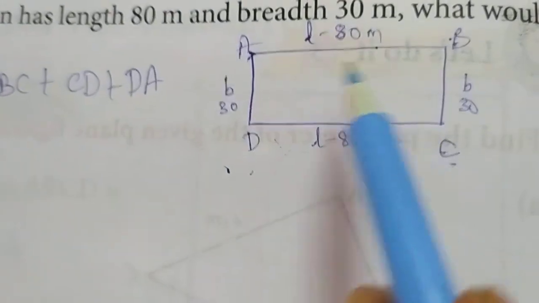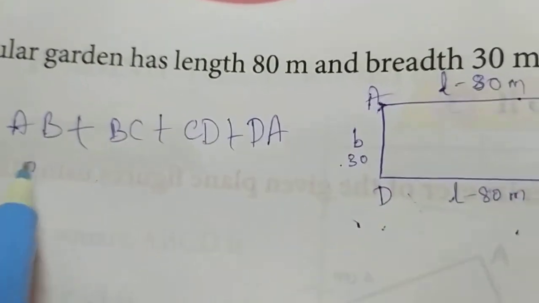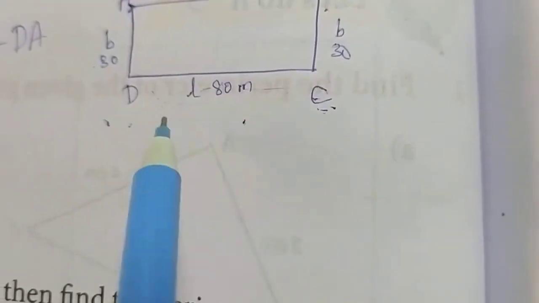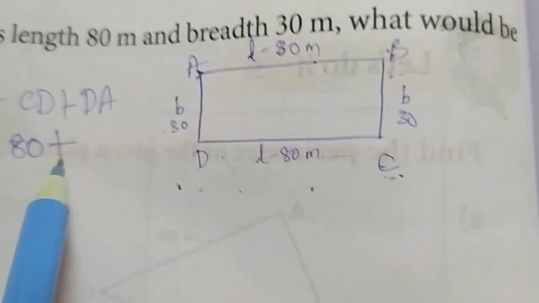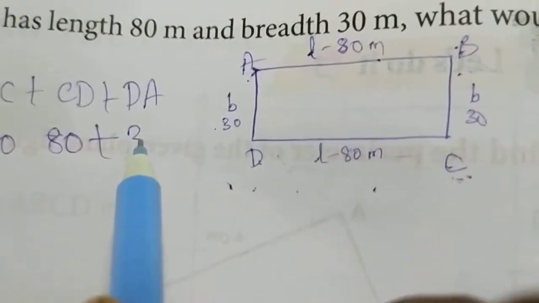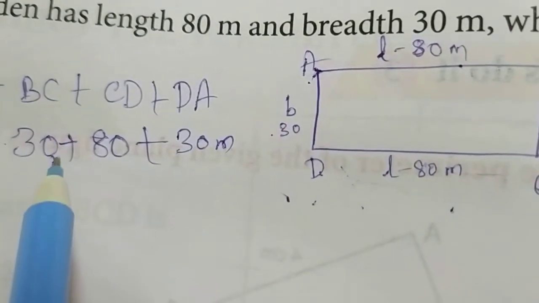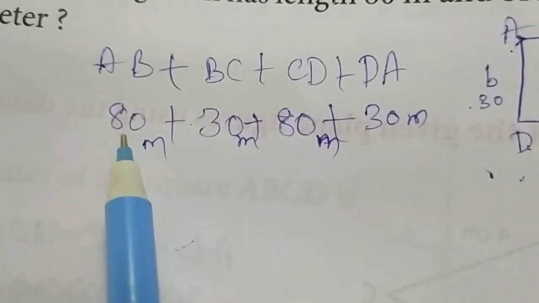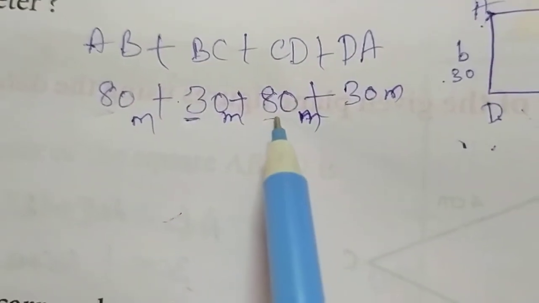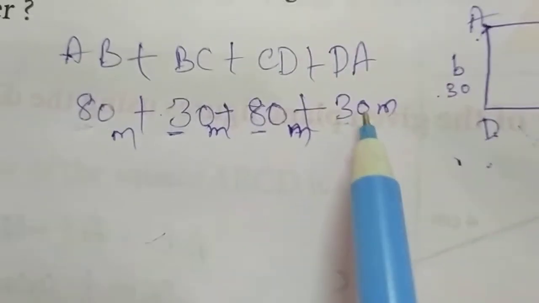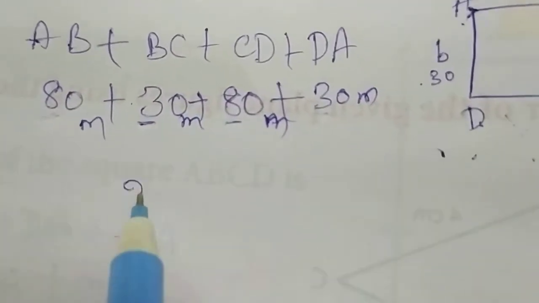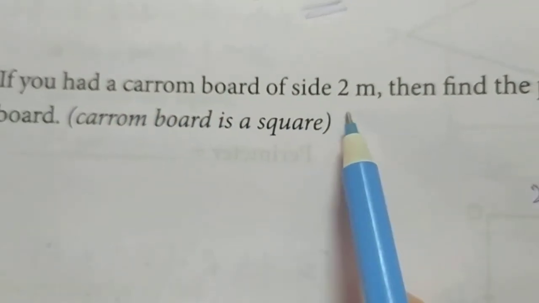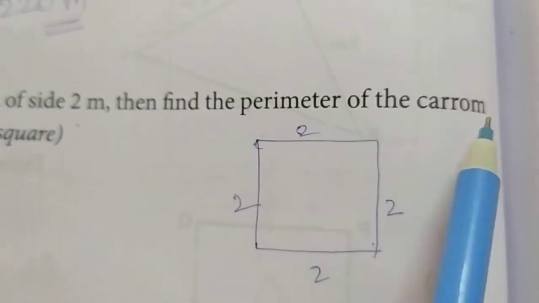So opposite sides are equal, no? What is AB? 80. What is BC? 30. What is CD? 80 plus, and DA is 30 meters. Okay? 30 meters, 80 meters. Now when you add, how much you will get? See, 8 plus 3, 11. 11 plus 8, 19. 19 plus 3, 22. So 0 you have to add it. 220 meters. If you had a carom board of side 2 meter, then find the perimeter of the carom board.